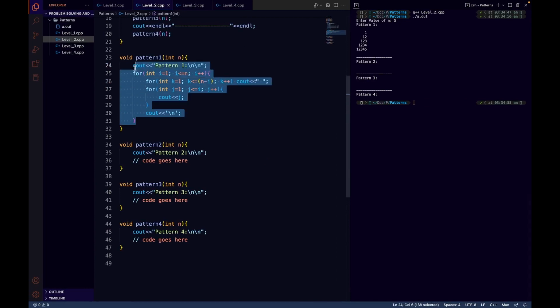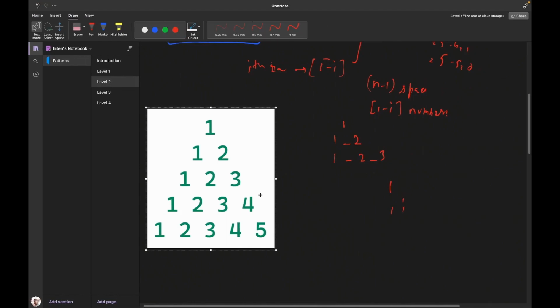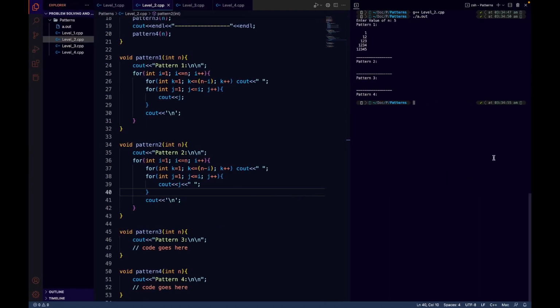So let me copy paste this. This is one, Control C and Control V, and we just have to print an extra space with the number, so that would be here only. This is the extra space, and by doing this we'll get this pattern. So let me build the code again real quick, and run it, and let me provide 6 for now.